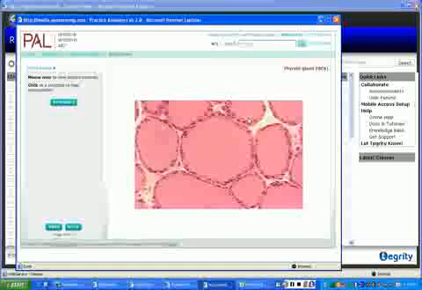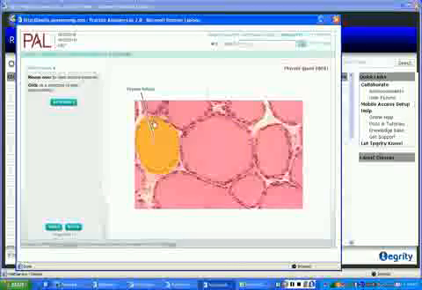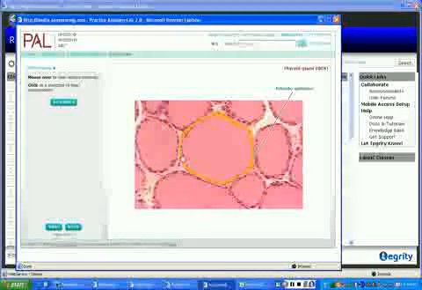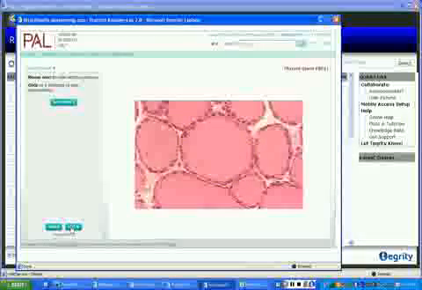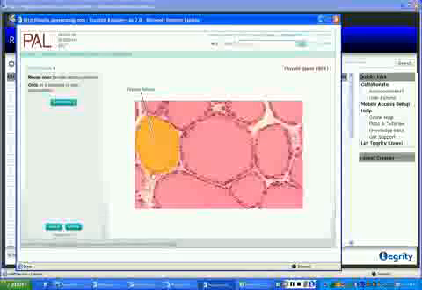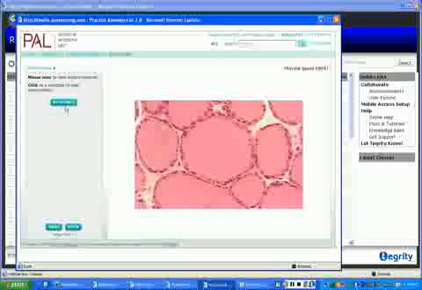Oh, the whole thing is a follicle. The center's the colloid, and this is the follicular cells around here. Okay? The cells around it, these cells around here, these cells here, these cells here. Okay? The follicle cells.